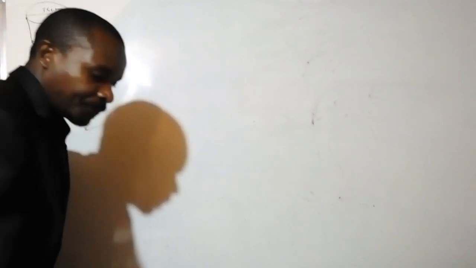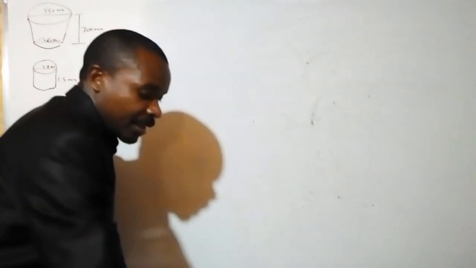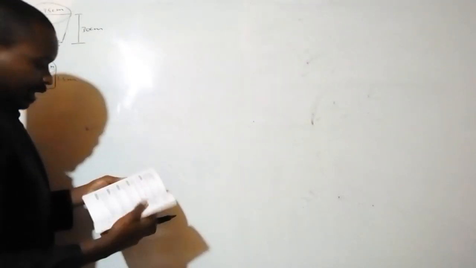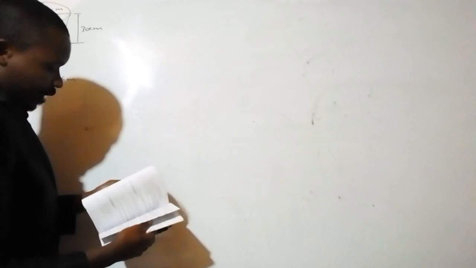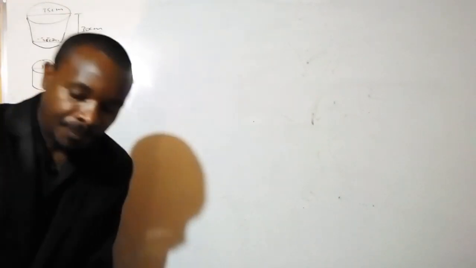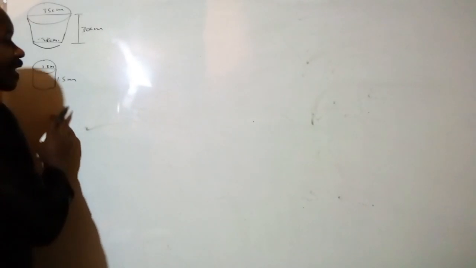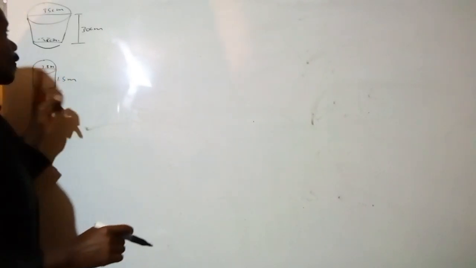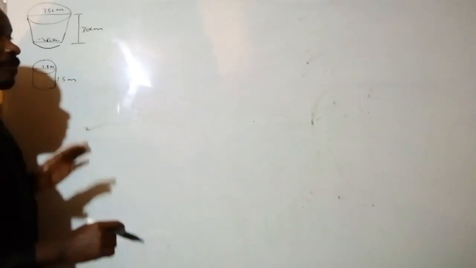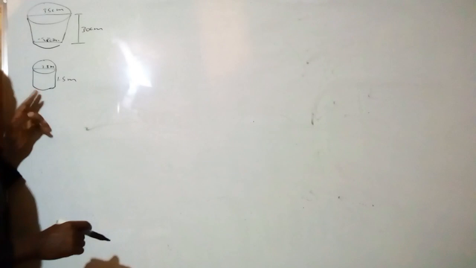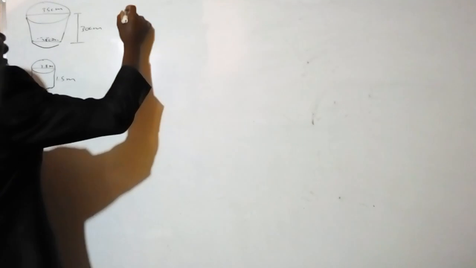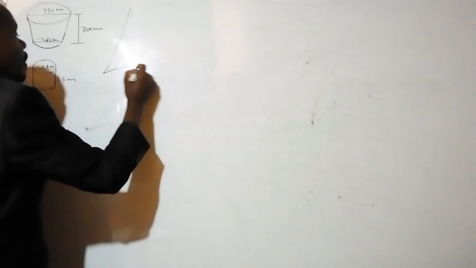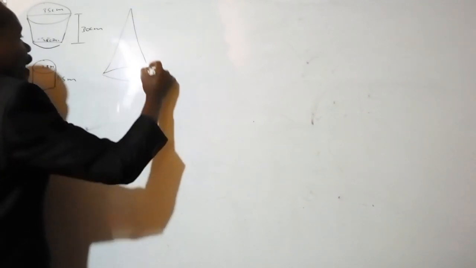The first thing, you are going to get the volume of this bucket. First of all, get the volume of the bucket. Then thereafter, we are going to get the volume of this tank. The volume of the tank, we are going to divide by the volume of a single bucket to get the number of buckets that may be needed to fill this tank. And we are going to complete this bucket to be a cone.